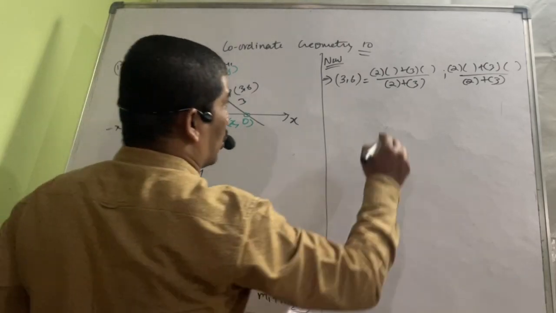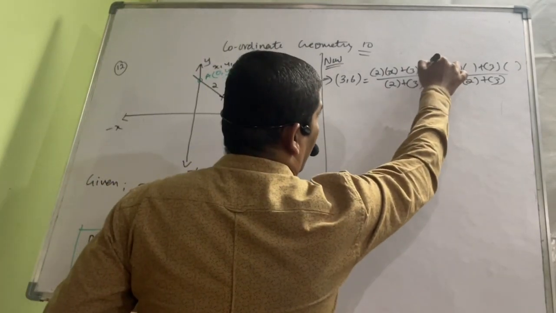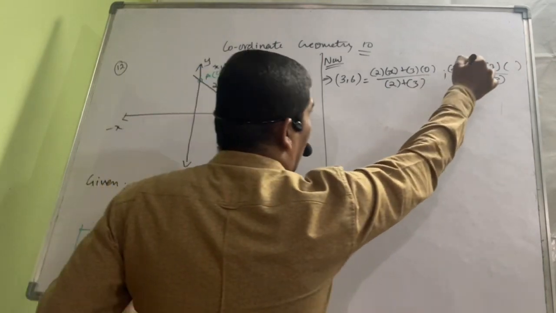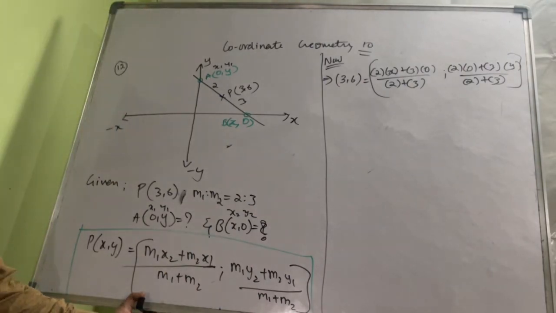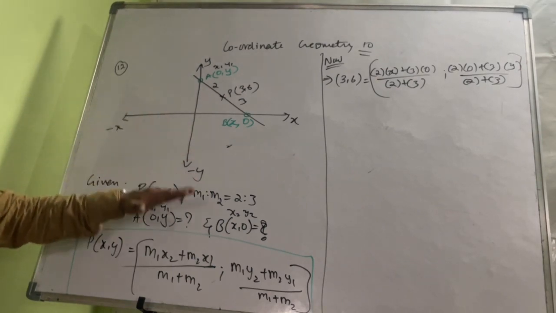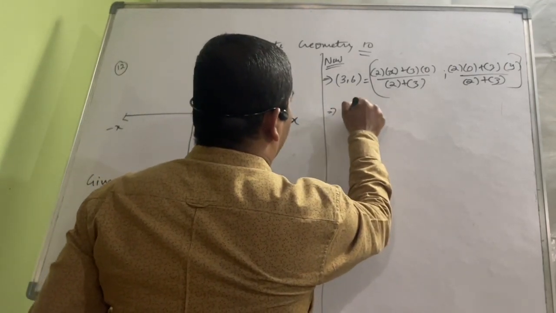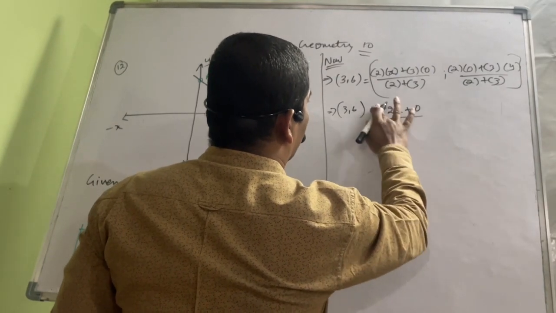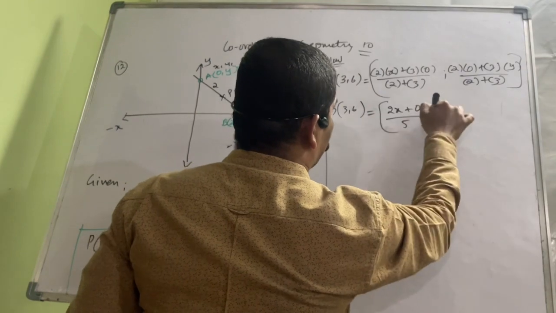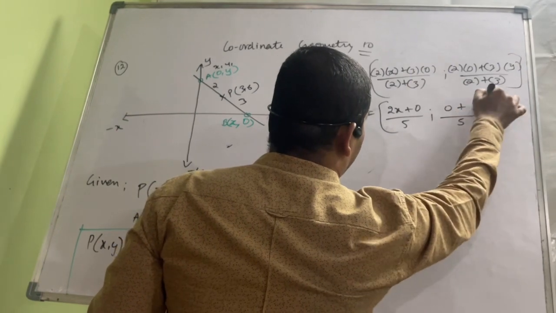So our x2 is how much? x. Our x1 is 0. Our y2 is 0. Our y1 is y. So again we have to equate the corresponding parts. Nothing is new after this. Getting it? So now 3 comma 6 equals 2 into x, 2x, plus 3 into 0, over 2 plus 3, 5. And 2 into 0, plus 3 into y, over 2 plus 3, 5.